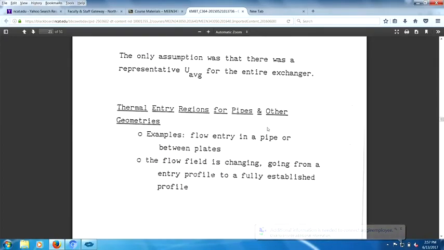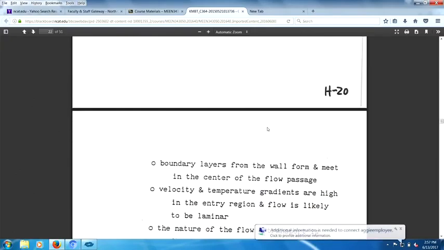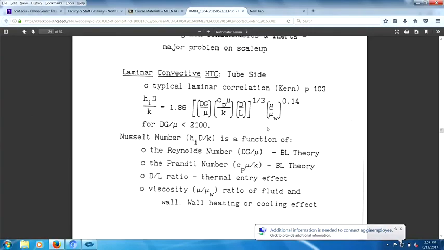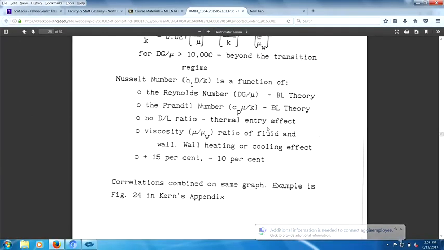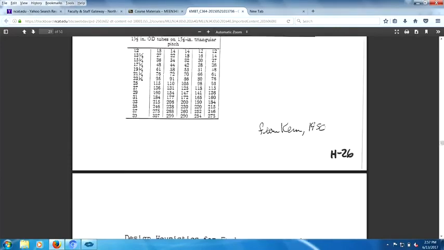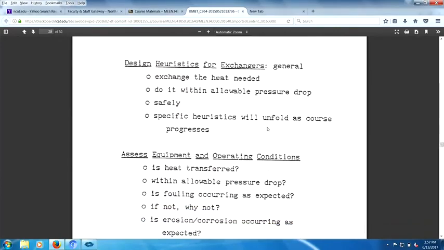Thermal entry region, you can read about that in your fluids book. Read about that later elsewhere. Anyway, so let's move ahead. Laminar flow plus heat transfer equals many problems. Overall heat transfer coefficients, Kern's book, there you go. So what the devil do we have here?